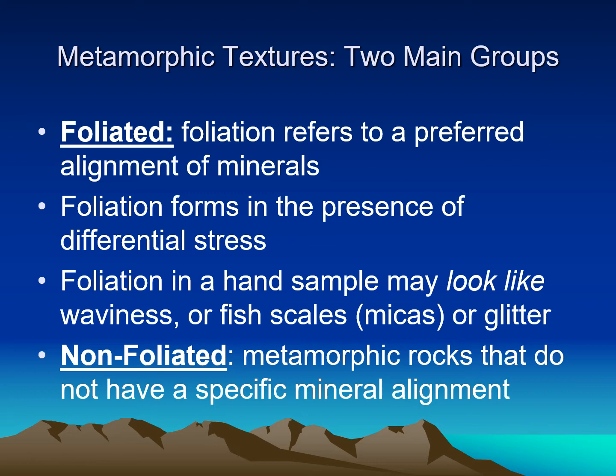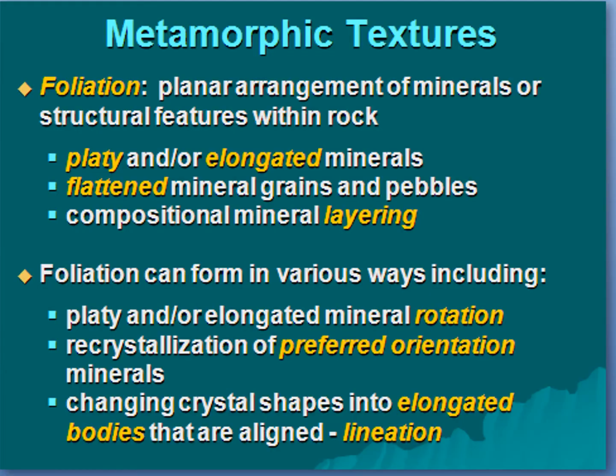All right, third bullet there. What might it look like? You don't need to write down the third bullet, but this was fun back when we could pass the samples around and let people actually look at them and hold them in their hand. It might look kind of glittery or like fish scales if it's got small micas in it that are all lined up parallel. It might look like a waviness. So there are metamorphic rocks that are non-foliated. And what it means is, well, they're still metamorphic rocks. They have still changed, but they do not have any specific arrangement or alignment of minerals.